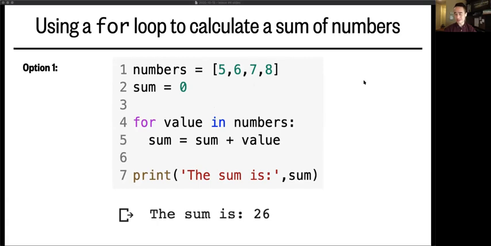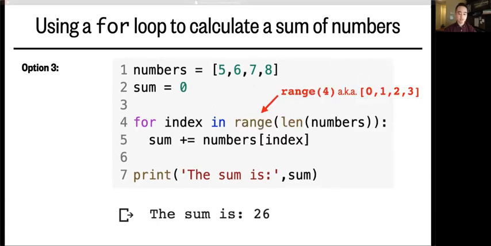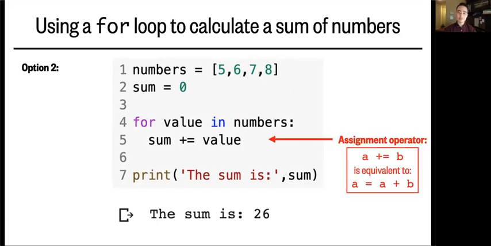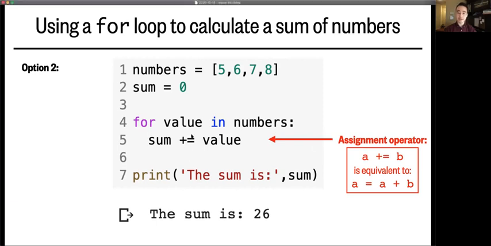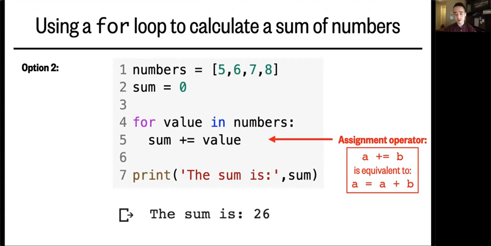So what's another way that we could have written this? Do you see the difference here? Here we've used an assignment operator, which Katie discussed in lesson 2, saying sum plus equals value. And if you remember, that's the same thing as saying sum equals sum plus value, but it's just a bit more compact and more efficient.